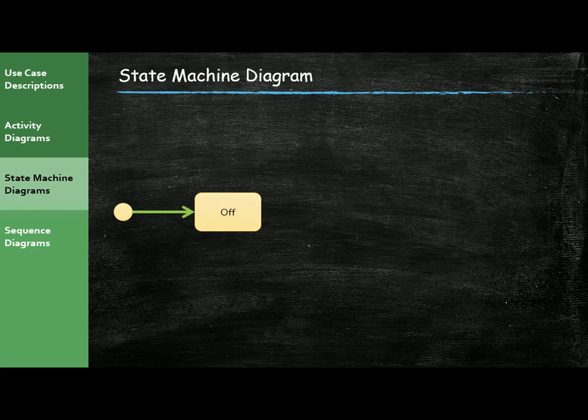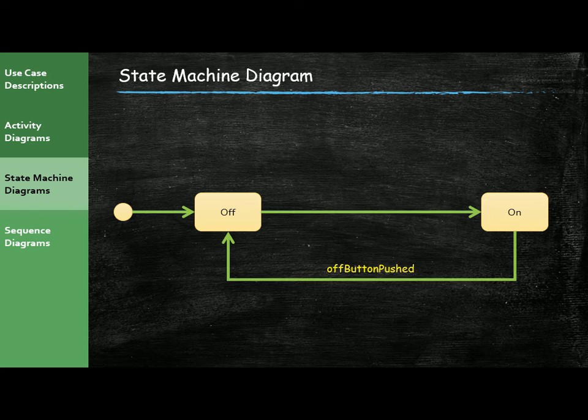For example, if I were drawing a state machine diagram for a printer, let's think about a printer. From a very high level, a printer can have basically two states. There's two primary states that our printer can have. It can either be off or it can be on. If the off button is pushed, it transitions to the off position. How do we transition to the on position? Because the on button is pushed.